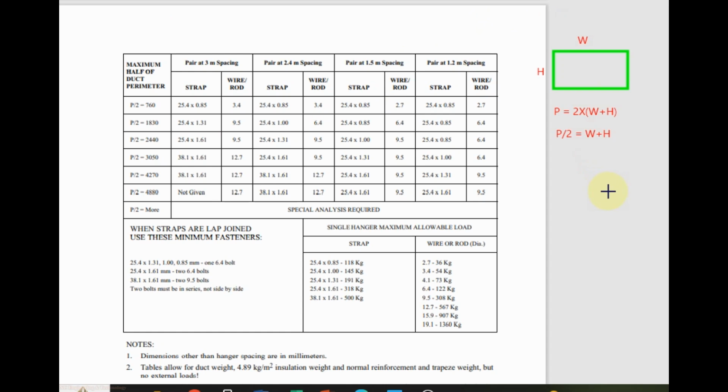What is duct perimeter? It is the sum of all four sides of a duct cross section. You can see in this picture it is the width of the duct and its height. Then the perimeter will be equal to 2 times width plus height. Then P by 2 value will be duct width plus duct height.